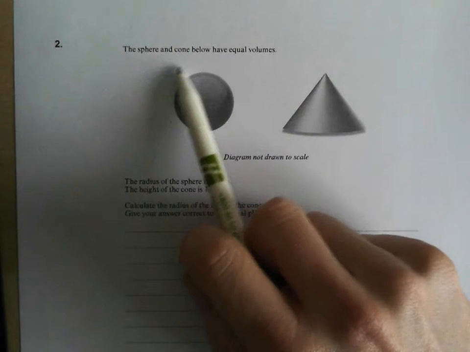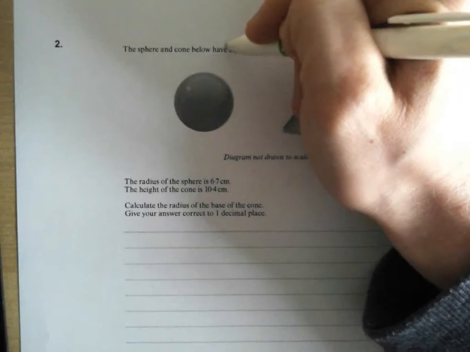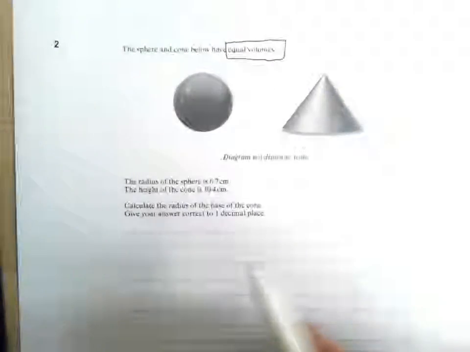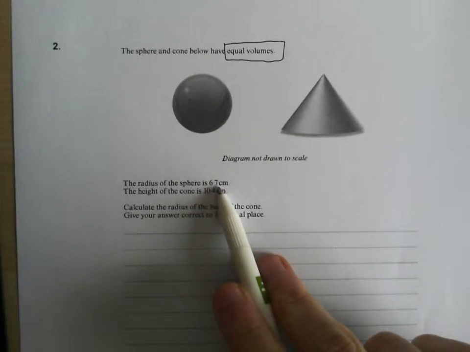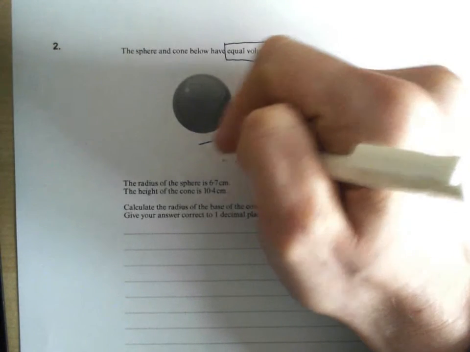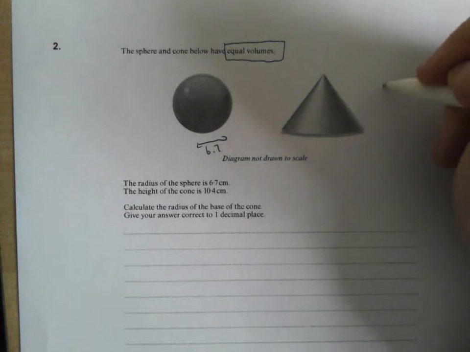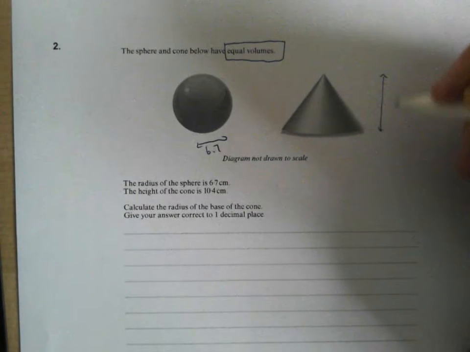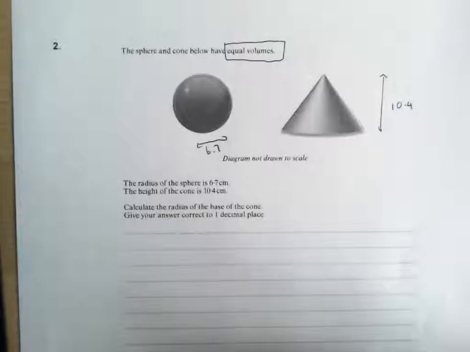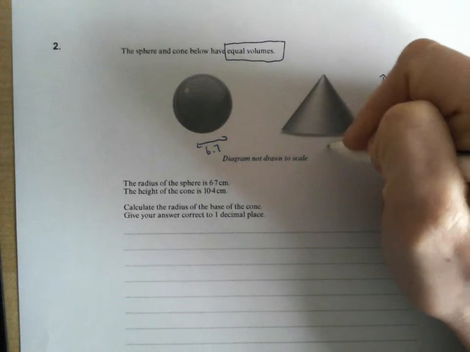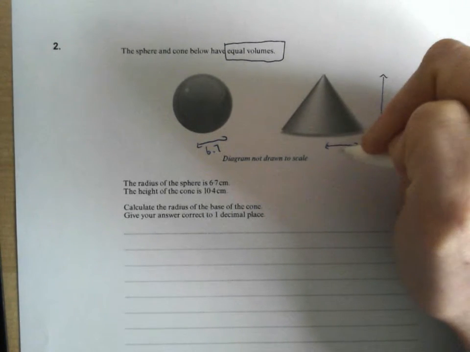Now this is a classic volume question. The sphere and cone below have equal volumes. That's going to be very important. The radius of the sphere is 6.7, so we'll just mark on a little 6.7 there. The height of the cone, and that's going to be the vertical height of the cone, is 10.4. Calculate the radius of the base of the cone, so that's what we don't know.